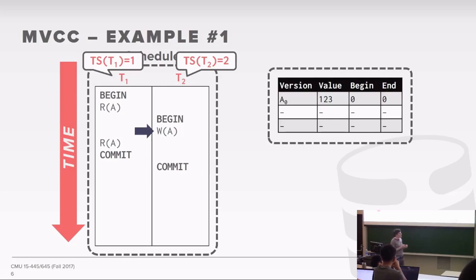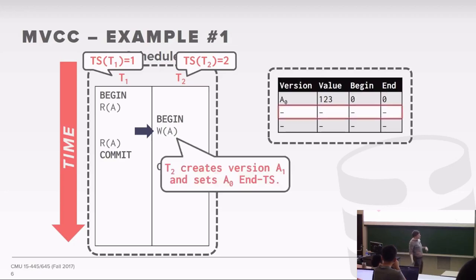Now transaction 2 starts, and it wants to do a write on A. Again, we're not going to overwrite the existing data in our database, as we would under in-place updates with two-phase locking, timestamp ordering, or OCC. We're actually going to create a new version, A1, and set our begin timestamp to 2, sorry, that was a typo. The begin timestamp should be 2. Then we'll modify the end timestamp of the other version to be 2 as well, that was the typo again. I could just edit this right now, but that would be kind of bad.